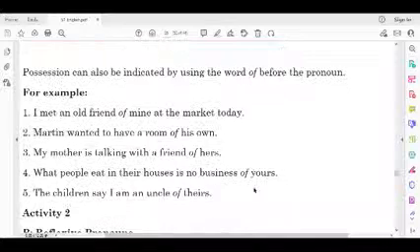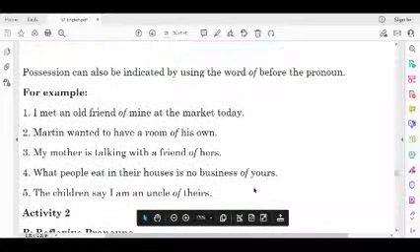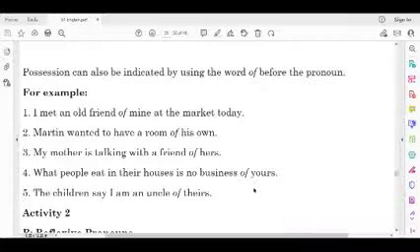Okay, then number 3, my mother is talking with a friend of hers. A friend of hers. So this preposition "of" can also be used before a possessive pronoun to show ownership or the kind of belonging of something.